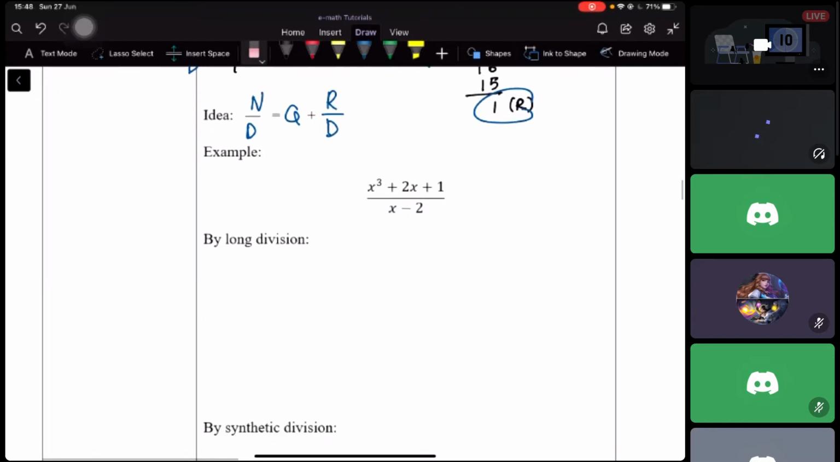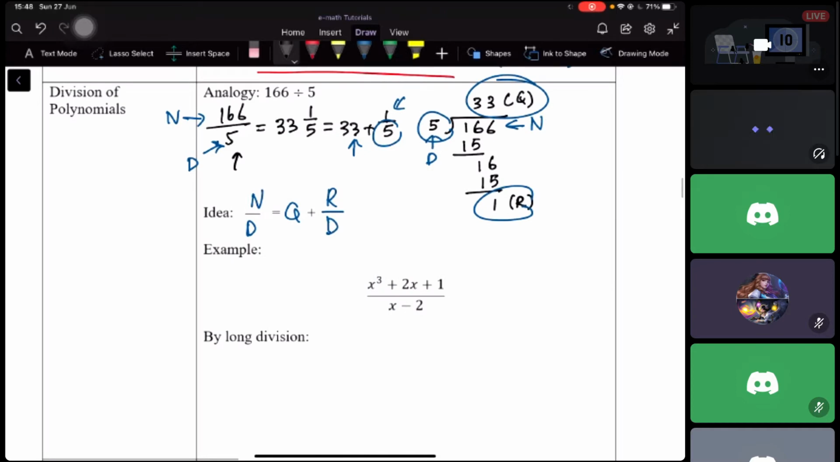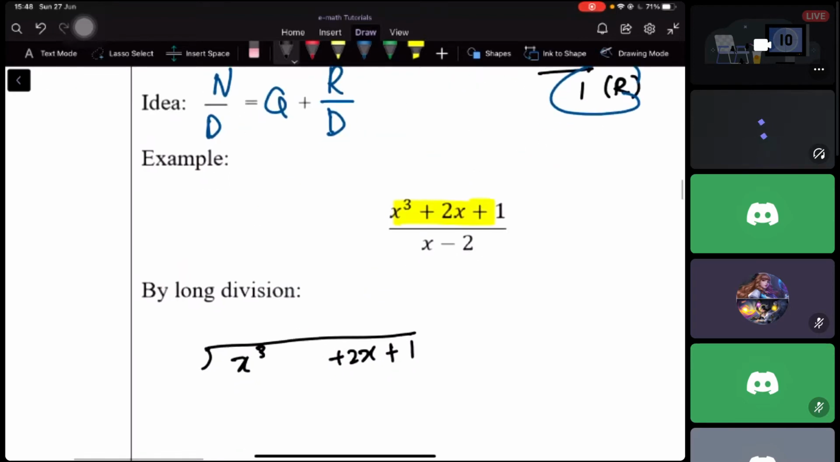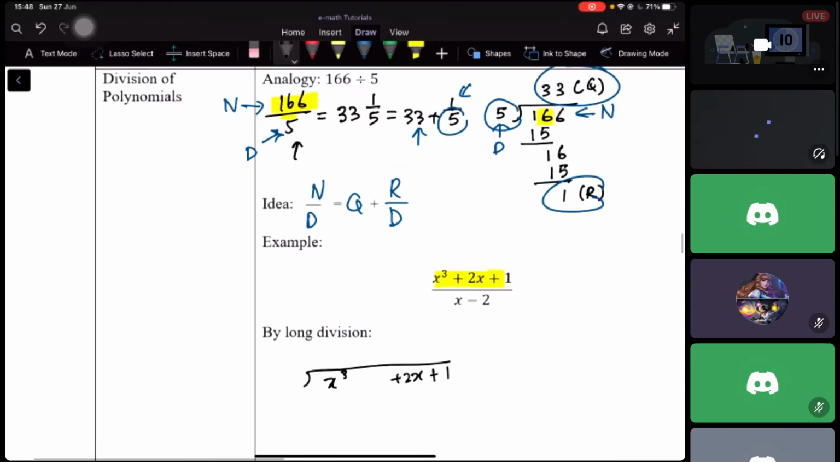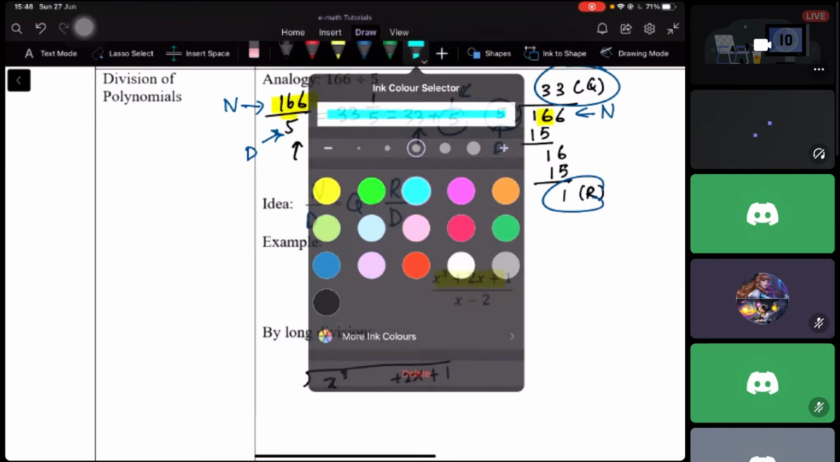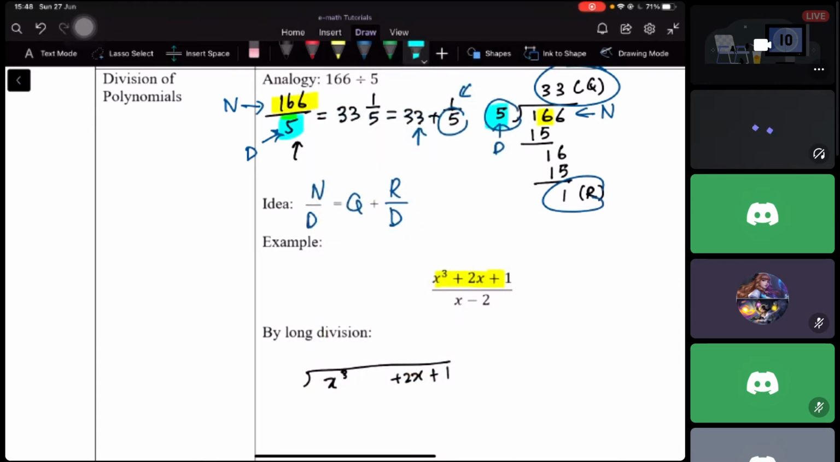So this method is what we call long division. You just follow a pattern. You draw this one first. I don't know what it's called, maybe a pistol or a gun or whatever. Then you put your numerator inside: x cubed plus 2x plus 1. Take note, I leave a space here for a reason. You'll know why. Then what should you put outside? The denominator, isn't it? Who is our denominator? x minus 2.